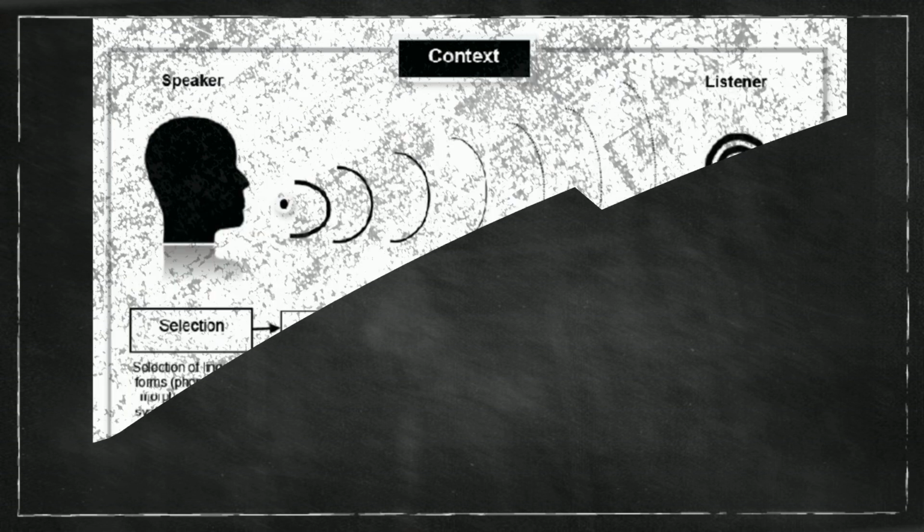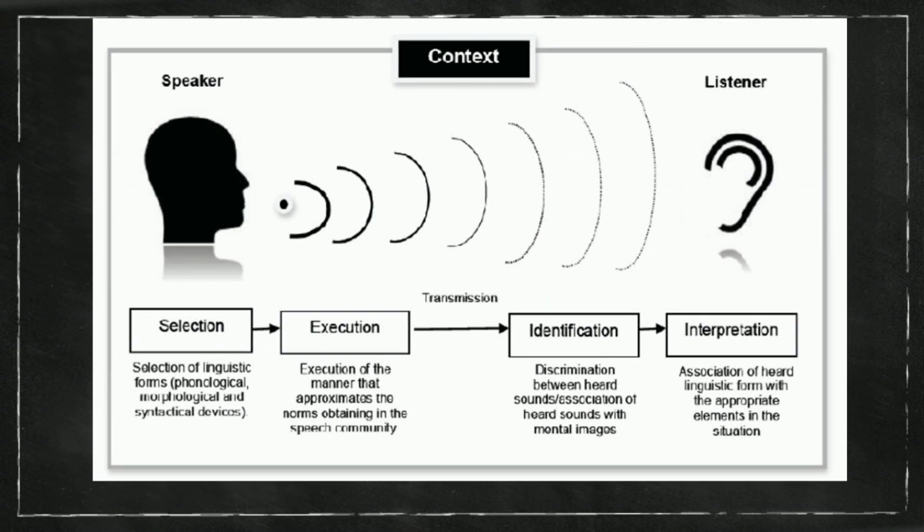This is a visualization of Cappert's 1950 model of speech perception. At first, selection is turned into execution, and the transmission of context is turned into identification and interpretation to a listener.